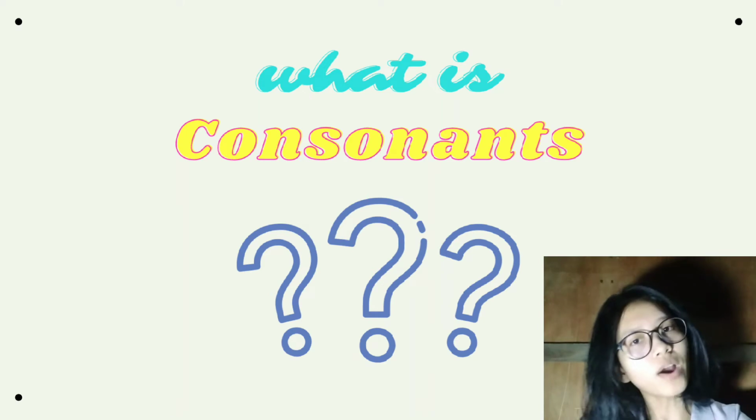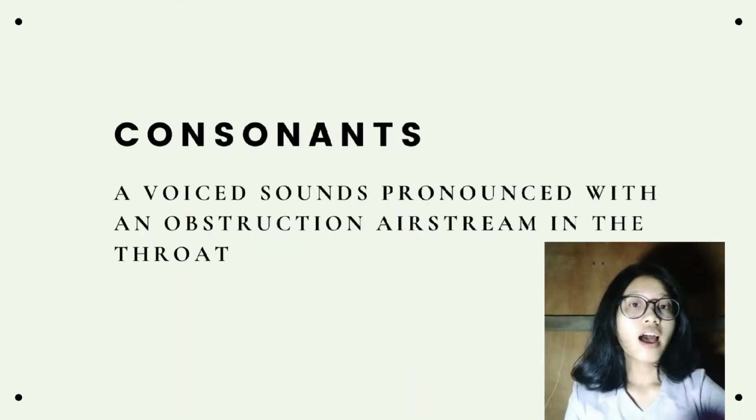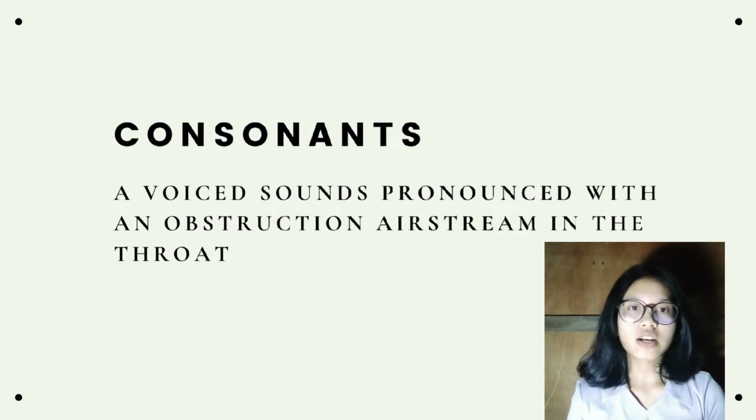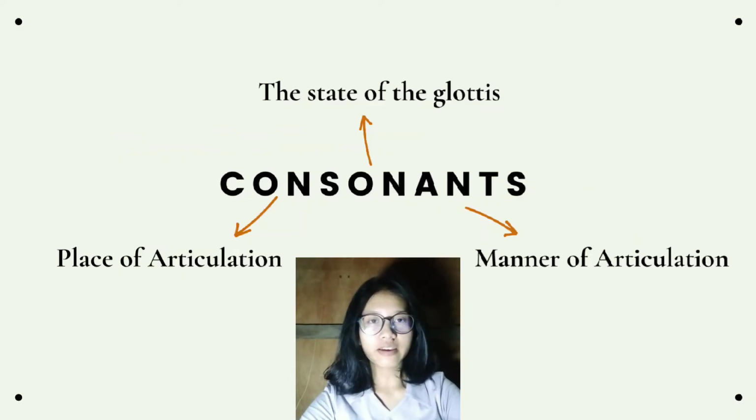Today I will explain about the classification of English consonants. First, what is a consonant? Consonants are voiced sounds pronounced with an obstruction of the airstream in the throat. In English, there are 24 consonants. Consonants can be classified into three categories.